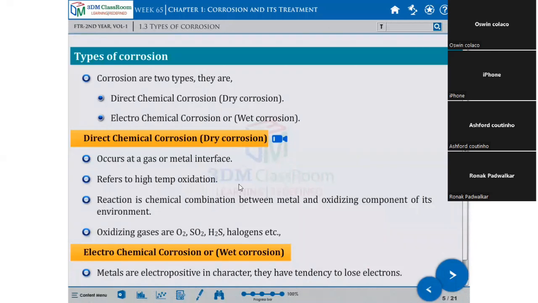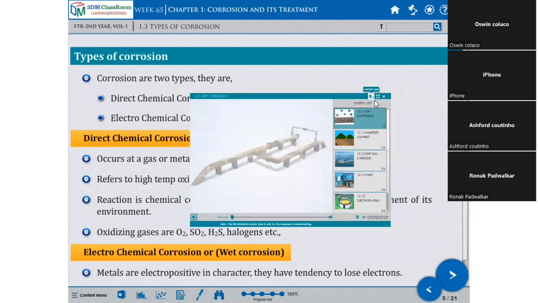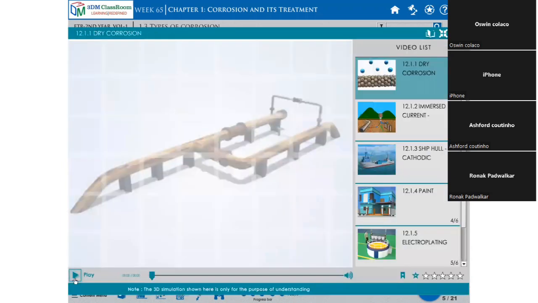An iron product kept outside automatically rusts, because of the dew it starts reacting. The next day it starts looking reddish in color. So corrosion is starting, and that is normal. Direct chemical corrosion. We have one video here. You just watch how this direct chemical corrosion takes place.